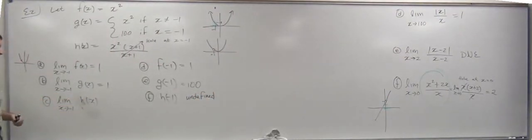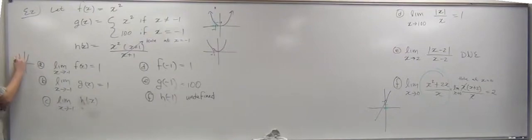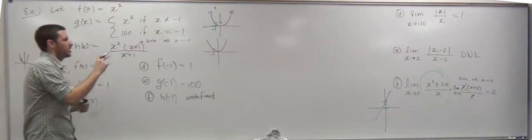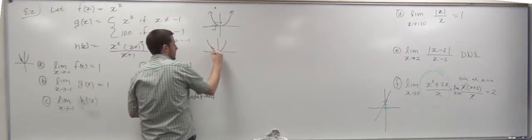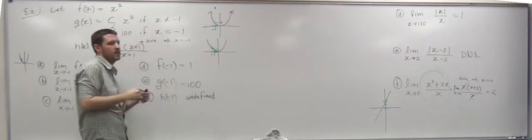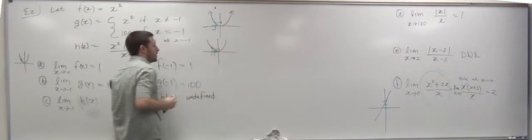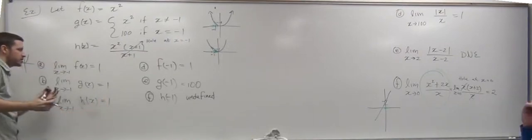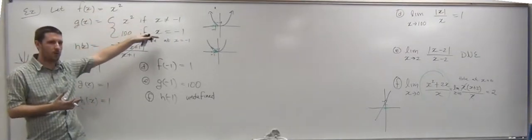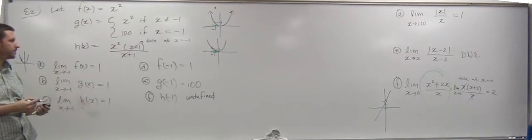What about this? 1. 1 again. Right? Because the trend's the same in all of these cases. Whether this point is here or not there, or you've replaced it with a different point, doesn't matter. Your y values are still approaching the same thing, 1. So the overarching idea here is, if you have a function that's the same everywhere except at one point, the limit will always be the same at that x value.